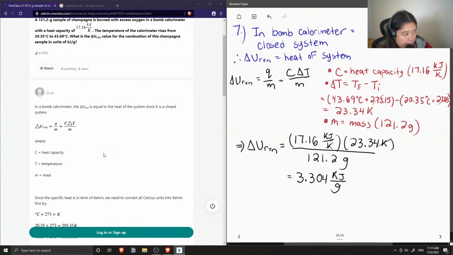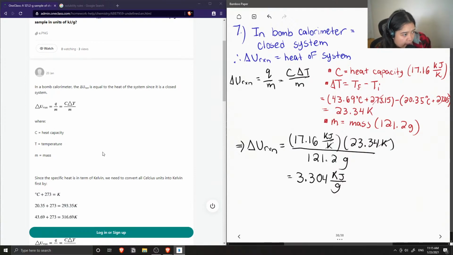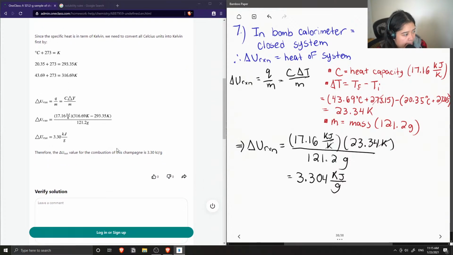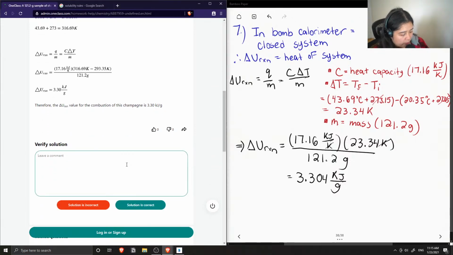Okay, so the junior tutor said that in a bomb calorimeter, delta U of reaction is equal to the heat of the system since it is a closed system. So they wrote out their equation, and since the specific heat is in terms of Kelvin, we need to convert all the Celsius units into Kelvin first. So they added 273. Okay, so they just converted it first, but I also showed that the delta T would just be equal to the same thing if you just subtracted the two. But nonetheless, they got the same answer, 3.30 kilojoule per gram. So this solution is correct.